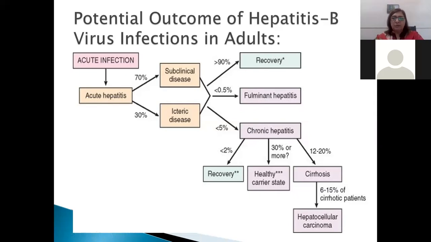Out of these 5%, 2% will recover, 30% will be healthy carriers, and 10 to 12 to 20% will go into cirrhosis. And out of this 12 to 20%, 5 to 6% will go into hepatocellular carcinoma. The complications of chronic hepatitis are cirrhosis and hepatocellular carcinoma. These are the complications of chronic viral hepatitis B.